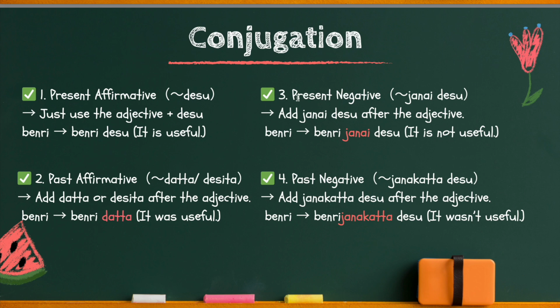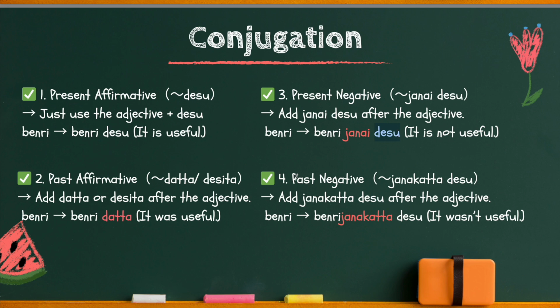Third one, present negative. Like it is not useful. This time, じゃないです. Add じゃないです after the adjective. So, if it's 便利 useful, you need to say 便利じゃないです. Actually, in this case, you can omit this. Without this, the sentence becomes casual. With this, it's formal.